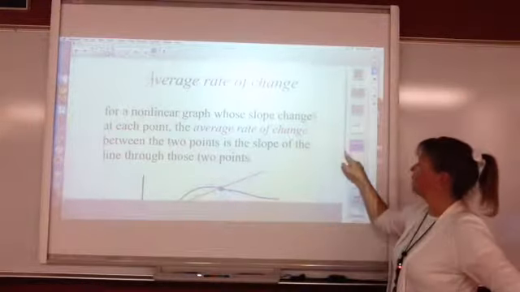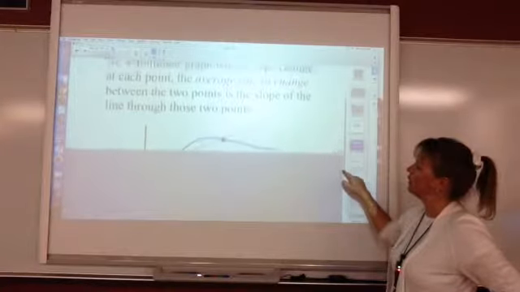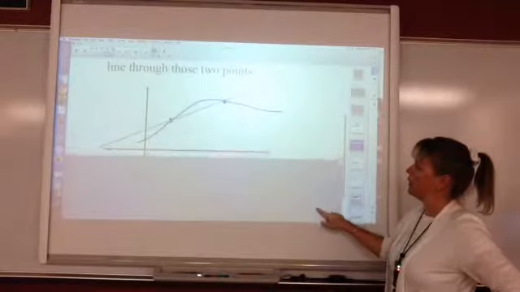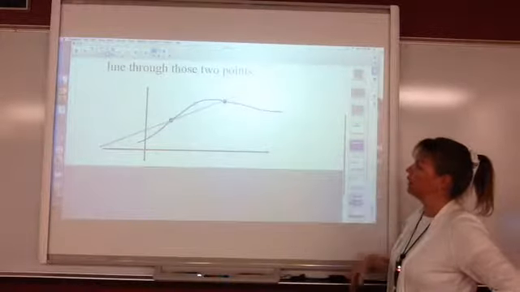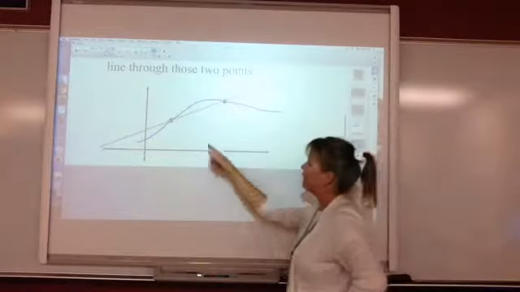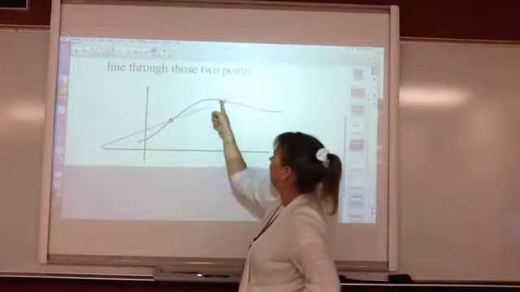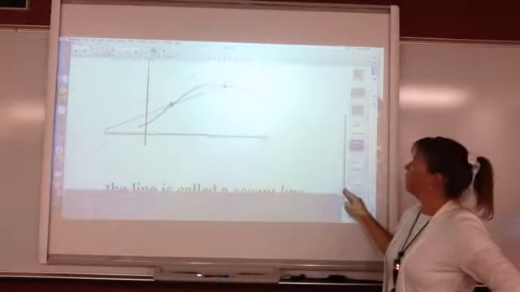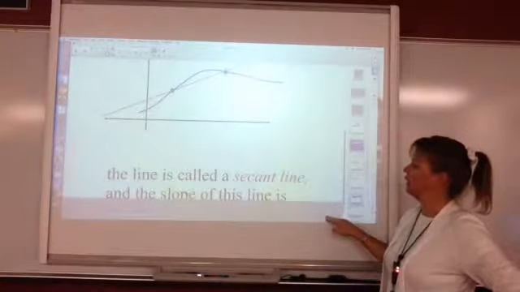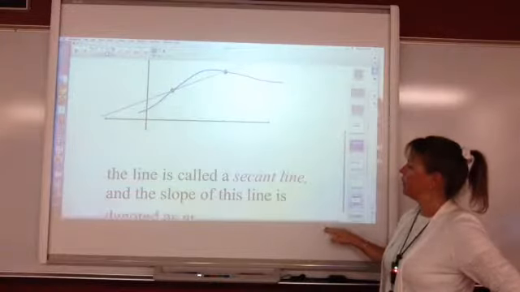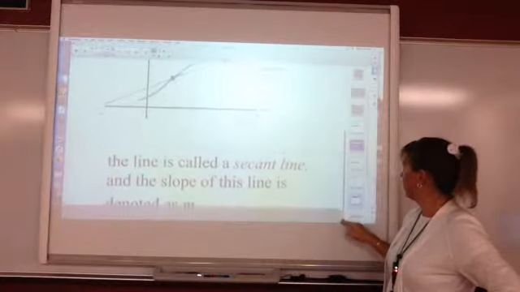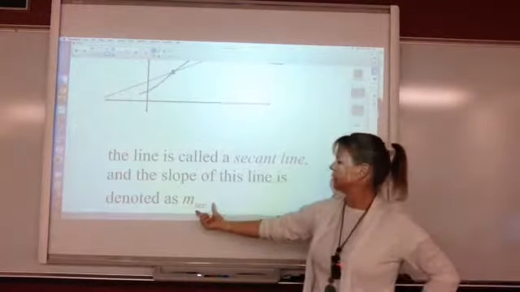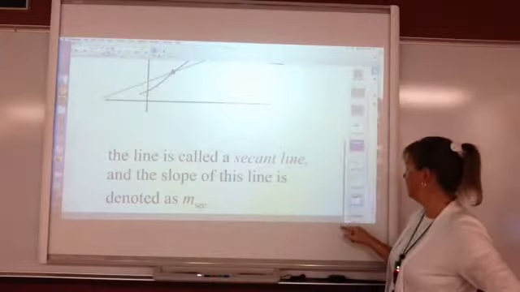How do we find the average rate of change? Again, pause it if you need to, so that you can write all that down. Here would be an example. The blue line is a nonlinear graph. We want to know the average of the slope of that graph between those 2 points. So we need 2 points on a graph. The line itself is called a secant line. And the slope of this line, instead of just calling it m for slope, you have to call it m with the subscript of secant, S-E-C.